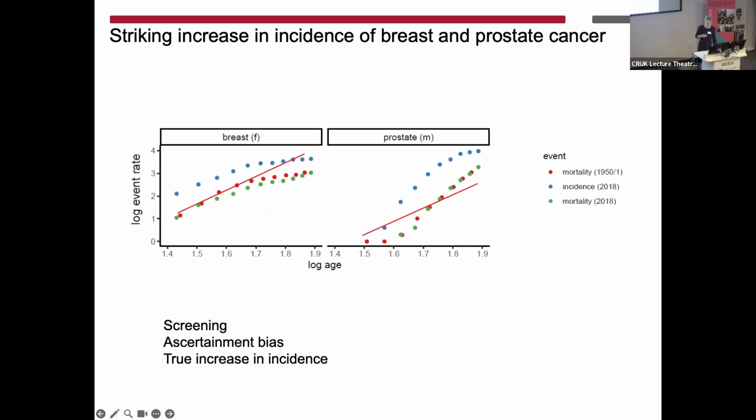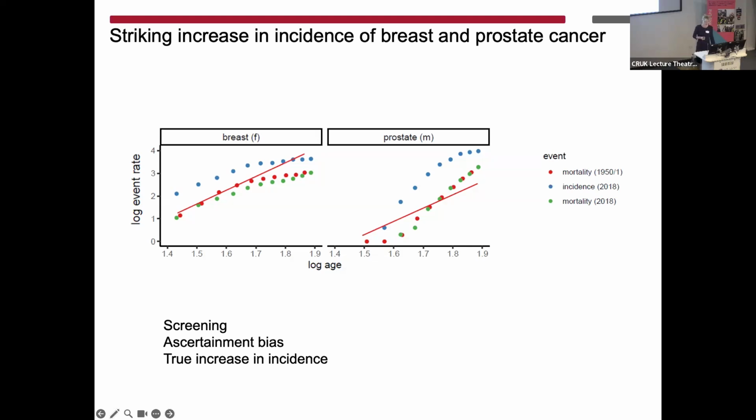So we've prepared a series of these plots that were published a couple of years ago. And you can hopefully see the red line in these plots is the change with incidence to the 6th power of age, as was originally proposed by Nording, and it's in the original Armitage-Doll model. And so the Armitage-Doll data back in 1950 to 51 is shown in red. The 2018 incidence is shown in blue, and the 2018 mortality is shown in green.